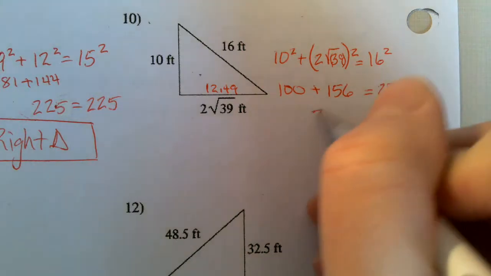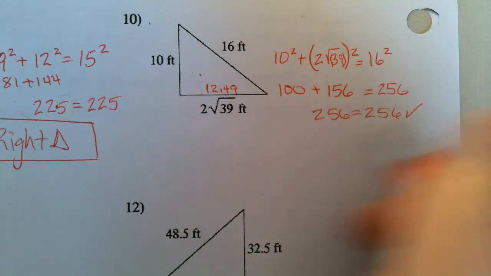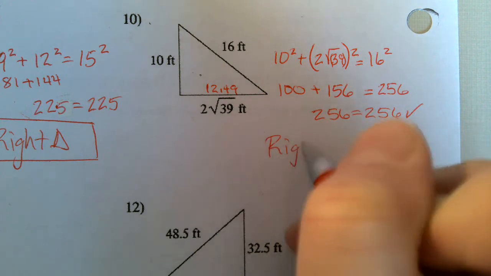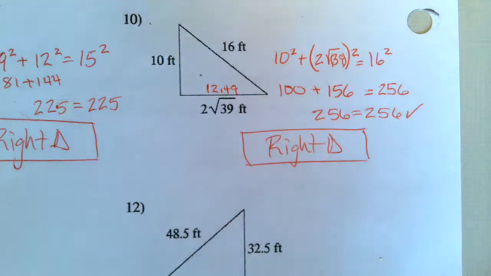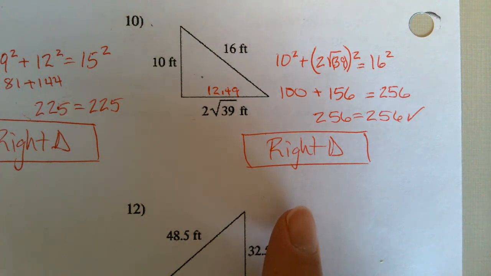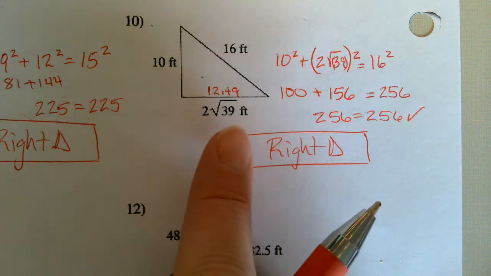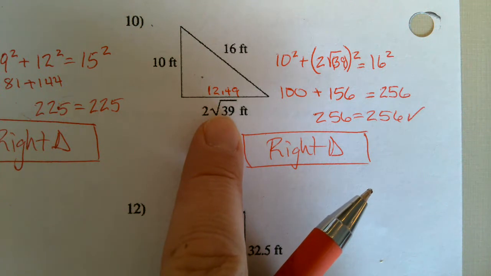If we add these together, I get 256 equals 256. So that's another one that is a right triangle. Now, is this one a Pythagorean triple? I know the worksheet doesn't ask that, but I am. Is it a Pythagorean triple? Well, it's a right triangle, but are they all whole numbers? No, so it's not a Pythagorean triple.